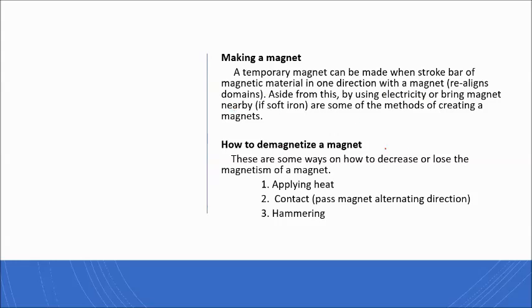How to demagnetize or how to decrease the magnetism of a magnet? One is by applying heat, second is by contact or simply passing a magnet in alternating direction, and by hammering.